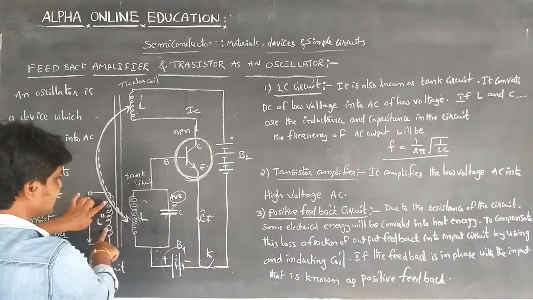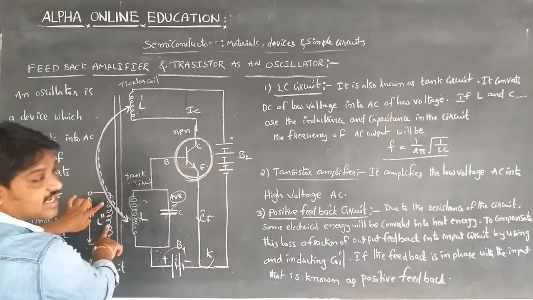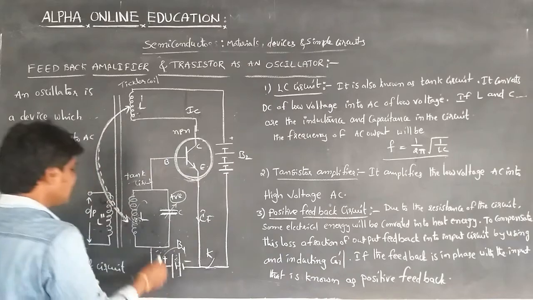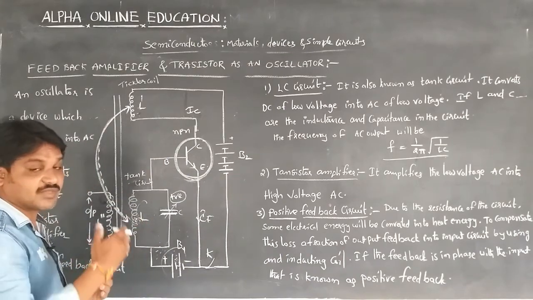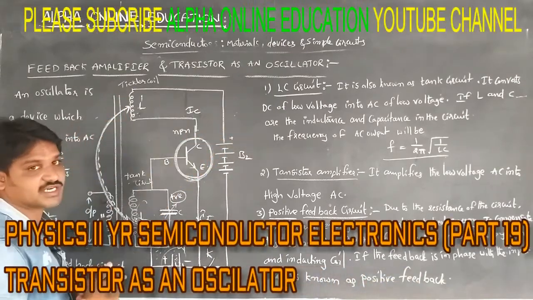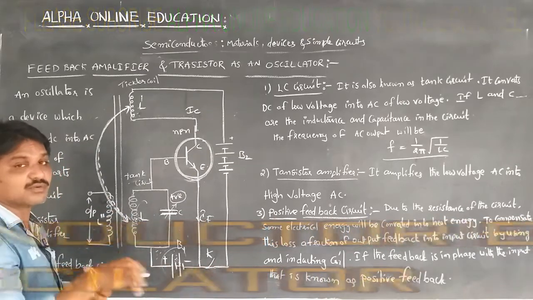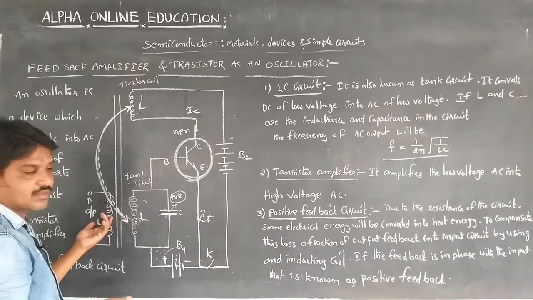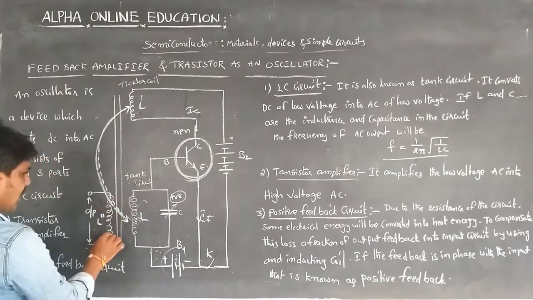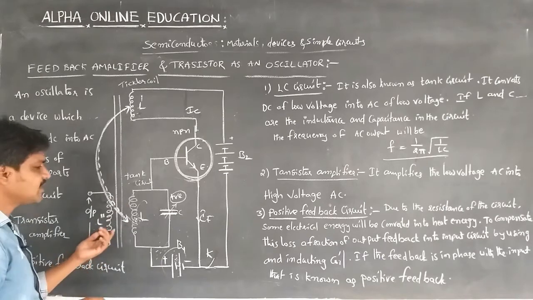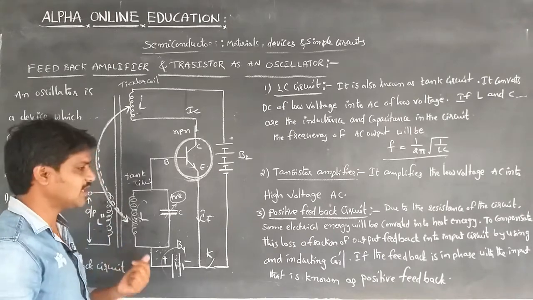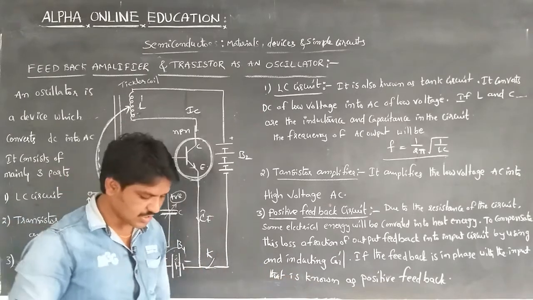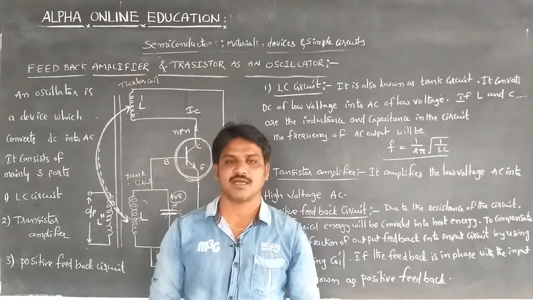If the feedback is in phase with the input, that is known as positive feedback. Whenever energy is lost as heat, to compensate for it we use another coil for the output feedback. If it is in the same phase, that is said to be positive feedback. This is about the transistor as an oscillator.